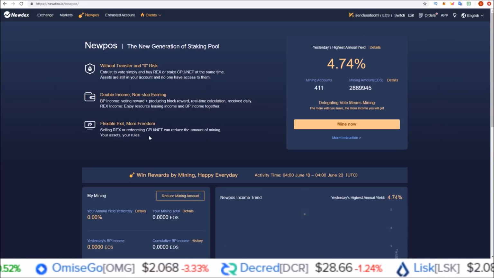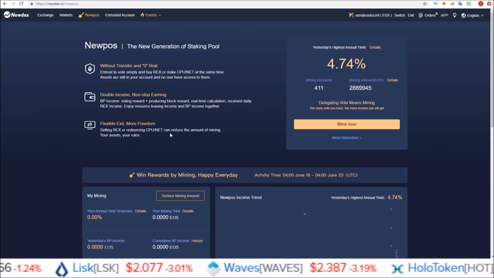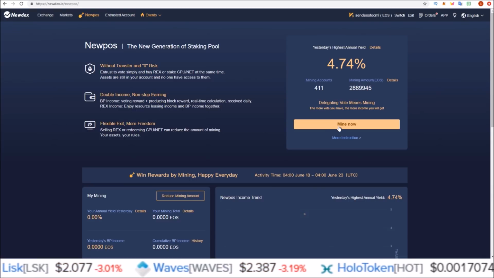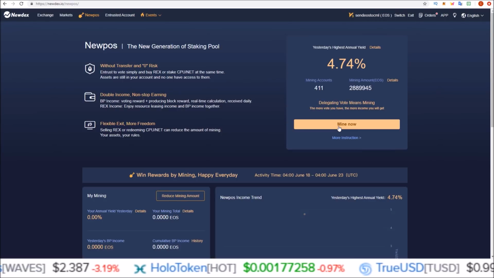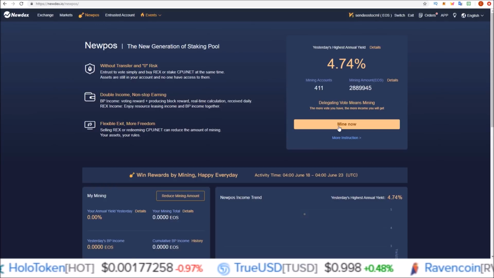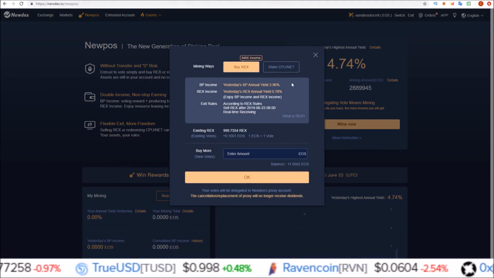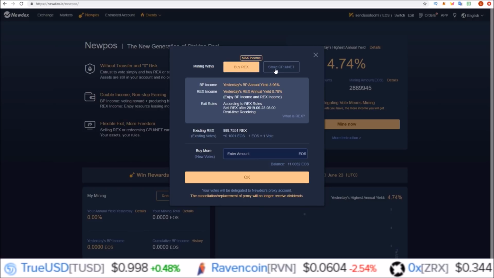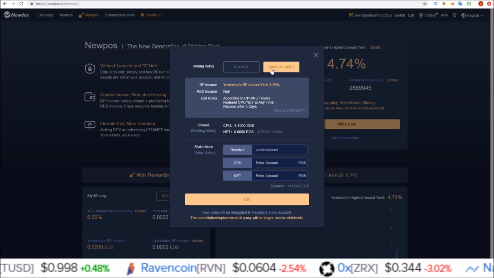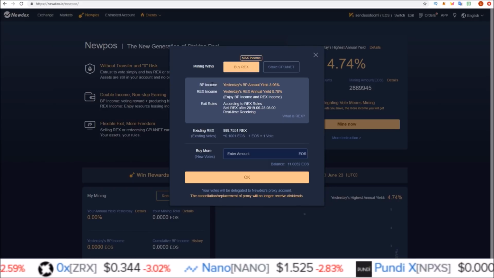So what the heck is going on here with the Newdex staking pool? Let's walk through this and see what happens in the Scatter pop-up to let us know what is actually going on. If we click the Mine Now button, you get this pop-up: buy Rex, stake CPU net. Let's just go the buy Rex route here, and it gives you some breakdowns.